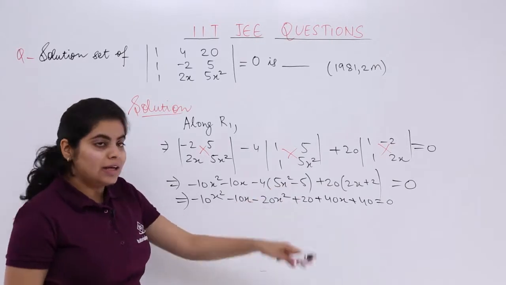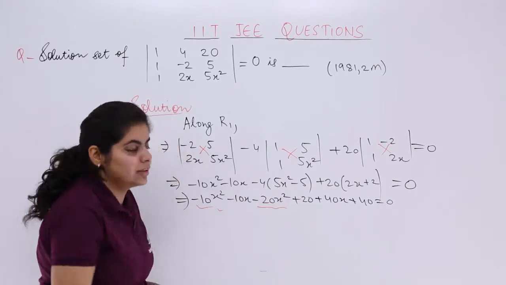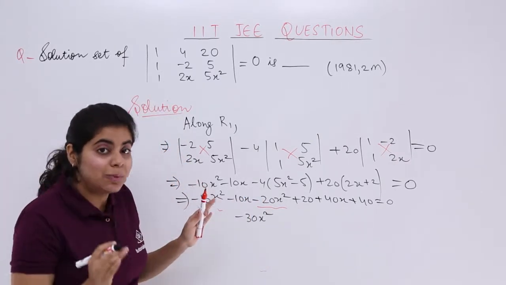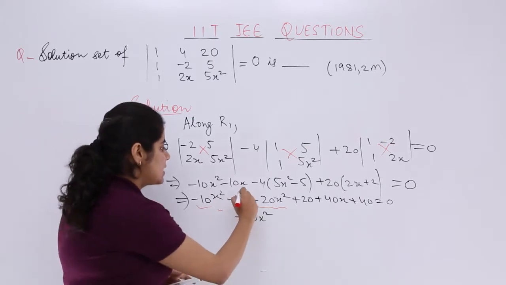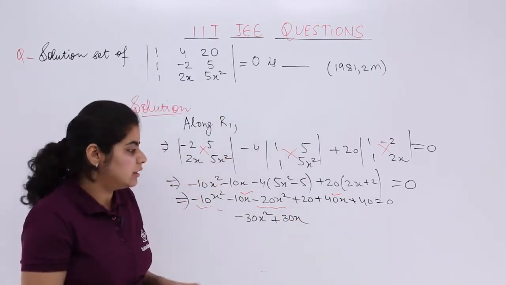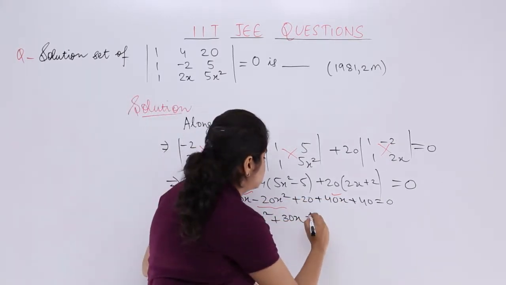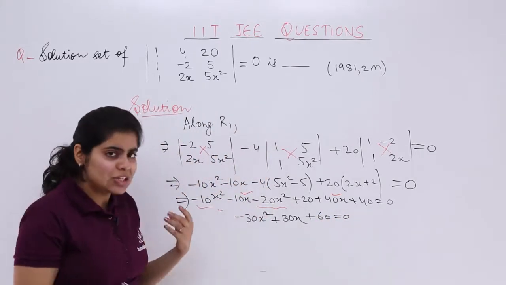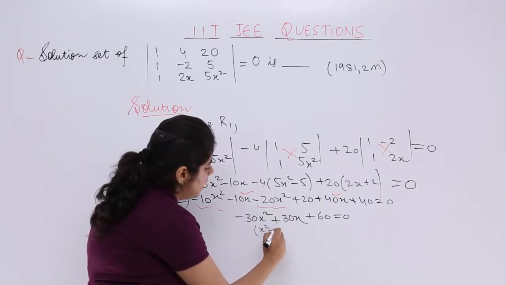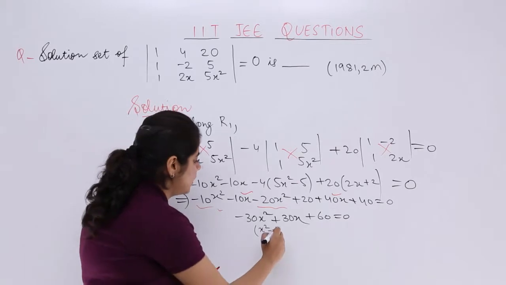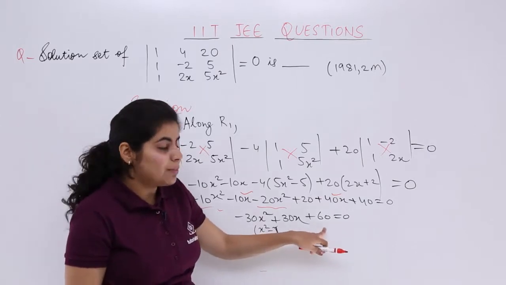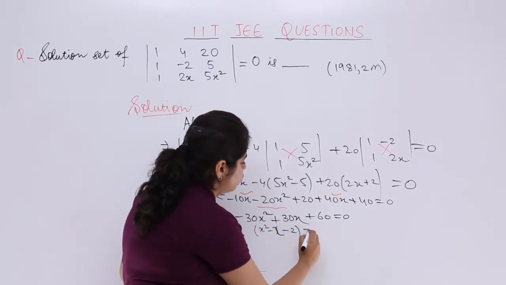Where are the x square terms? One here, the other here. What does it make? Minus 30x square, because minus minus is plus but the sign remains minus. Where are the x terms? Here and here. So it is plus 30x. Where are the other terms? Plus 40 plus 20 is plus 60, equal to 0. Let's take minus 30 common. If minus 30 is common, it is x square minus 1 into x, so it is minus x that you get. Here minus 30 is common, you get minus 2.